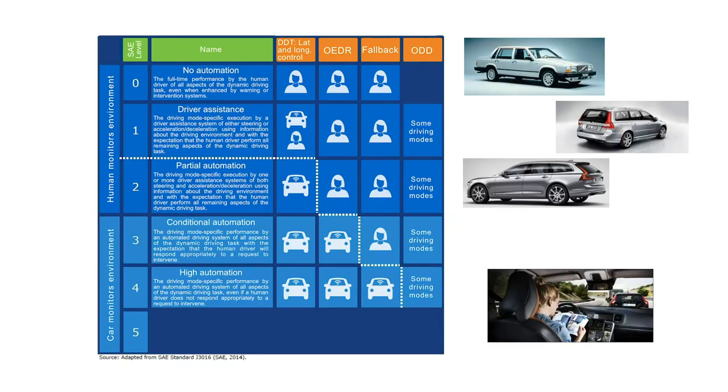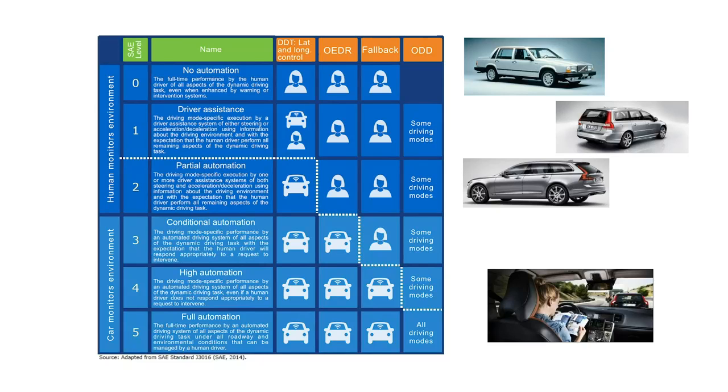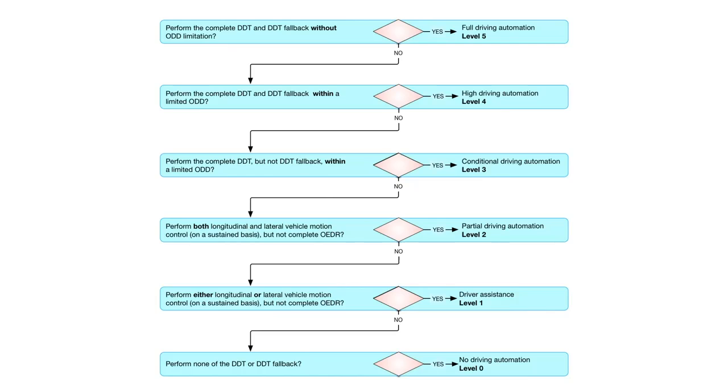When we reach level 4, automation has taken over. And within a specific operational design domain, you can trust your car to handle any situation. In level 5, any restriction that still exists in level 4 about the ODD is gone. The vehicle can handle anything in any situation.